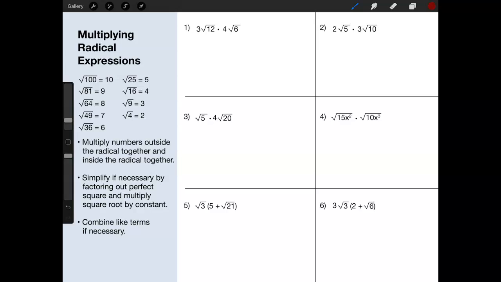Example number 1, we have 3 times the square root of 12 times 4 to the square root of 6. We multiply 3 times 4, which is 12, and then we multiply 12 times 6, which is 72. Now 72 contains a perfect square of 36, right? 72 is 36 times 2. The square root of 36 is 6. So this would be 6 times the square root of 2 times 12. Our final answer would be 72 times the square root of 2.